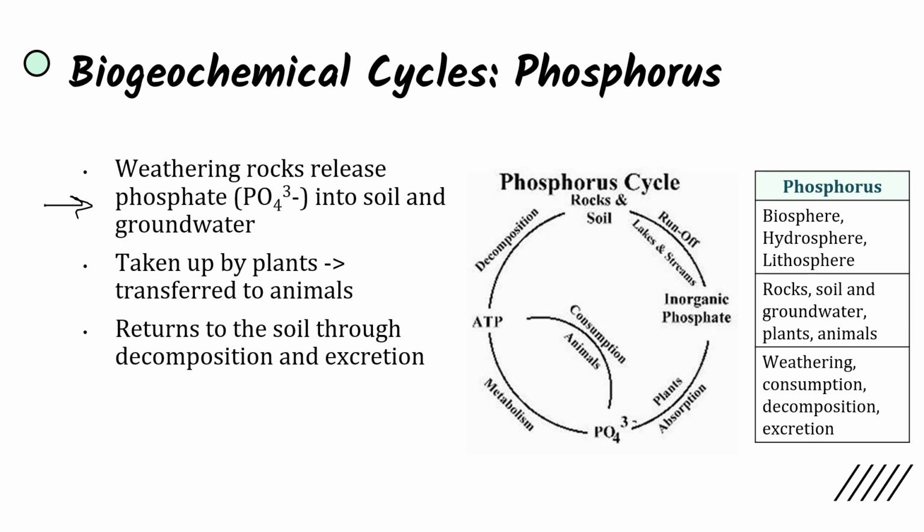And weathering rocks meaning rocks that are being affected by erosion, so wind, water, any other forces that could be breaking up the rock. And this is going to release phosphate into the soil and into water on the ground, which will then be taken up by plants and as a result transferred to animals that eat those plants. And then it will return to the soil through decomposition and excretion by those animals and plants.